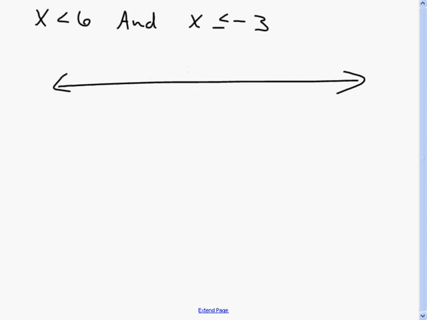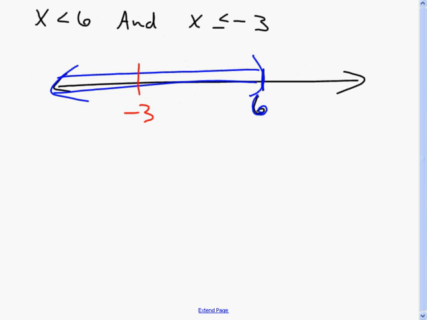So let me do it in blue first. So here's 6. And everything less than 6, I'm going to shade everything to the left. And x needs to be less than or equal to negative 3. So here's negative 3 down here somewhere to the left of 6. And I need x to be less than or equal to negative 3.